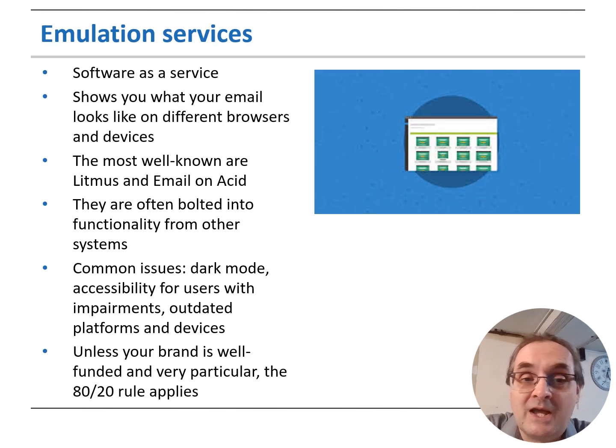Moving on. Emulator services. Emulators in email are a SaaS product, software as a service, and they show what your email looks like on different browsers and devices. Most folks in this space know of Litmus and Email on Acid. Litmus tends to be a little bit more corporate. Email on Acid tends to be a little bit more coder, but both are relatively easy to use, and they are usually bolted into other email service providers' functionality. So if you're running through Validity and you ask them to check your email, or you're running through Pardot and you're asking them to do an emulation test, they're both running through Litmus.